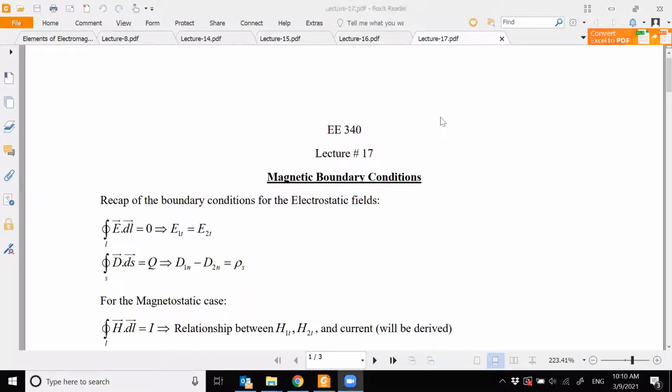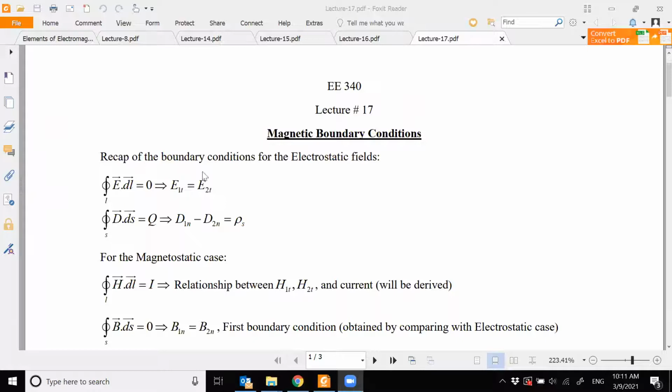We will now derive the magnetic boundary conditions in a similar way as we did it for the electric field, because we have seen that in the electric field we were able to find two boundary conditions which are summarized here, for the electrostatics. First, from the conservation of electric field, we got that the tangential component of electric field is equal at the boundary. And then from Gauss's law of electrostatics, we found that the normal component of the flux density at the boundary must be equal to the surface charge present on that boundary. This is what we found.